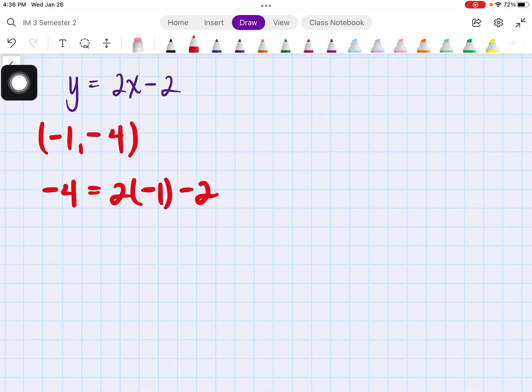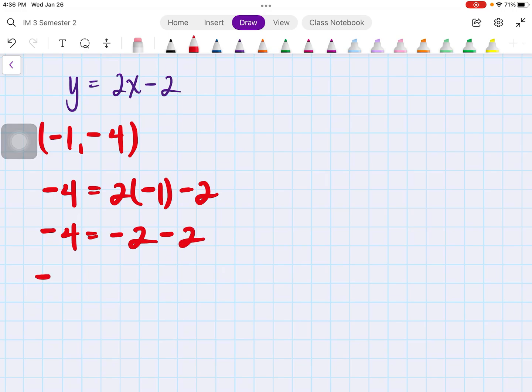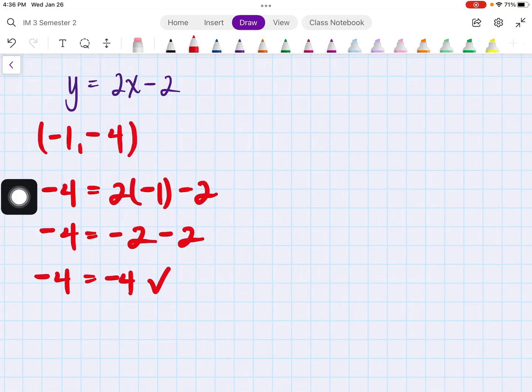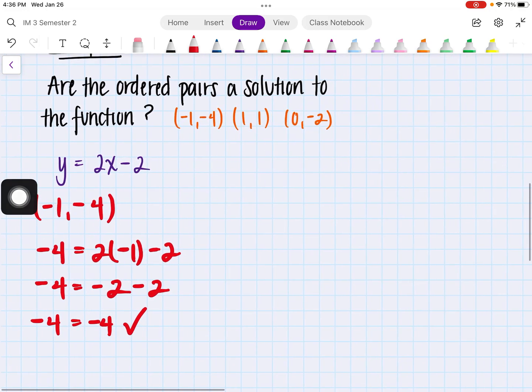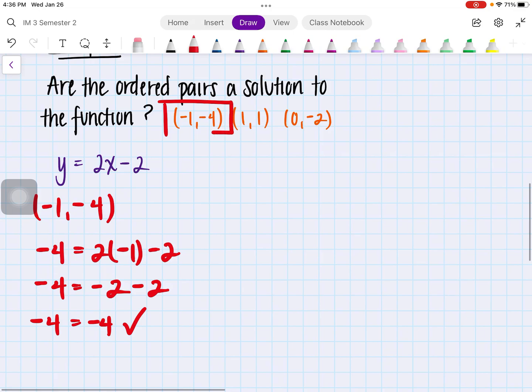In this case, -4 stays the same on the left-hand side, and on the right-hand side, I have 2 times a -1. 2 times a -1 will be giving us a -2 minus a 2. Now let's go ahead and bring everything down. -2 minus a 2 in this case, guys, is going to be giving us a -4. And -4 equal to -4 is actually a true statement. So this here is true, and therefore, in this case, -1 comma -4 is a solution to the equation.